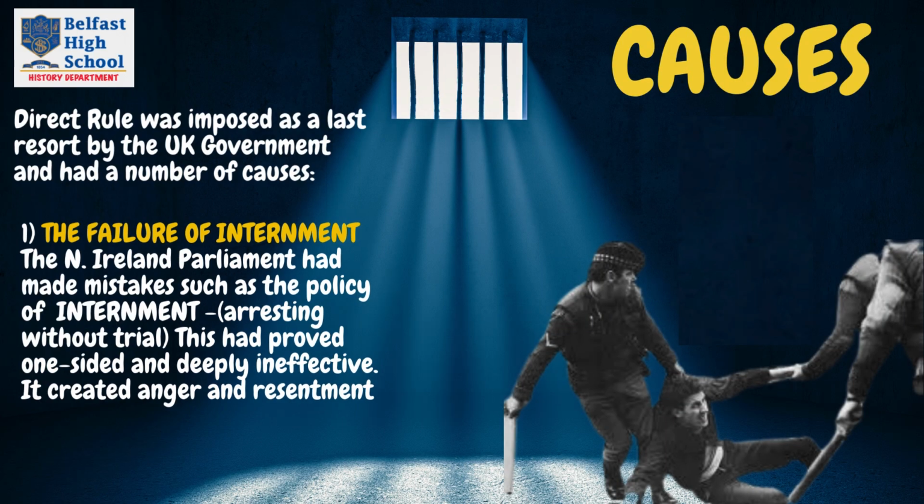So, what are the causes? Why did the UK government impose direct rule? Well, it's imposed as a last resort by them, but there are a number of different reasons. First of all, there's the failure of internment. The Northern Ireland Parliament had made massive mistakes in the policy of internment, arresting lots of people without trial. This had proved very one-sided, deeply ineffective, and it created anger and resentment, and it fueled the violence in Northern Ireland.